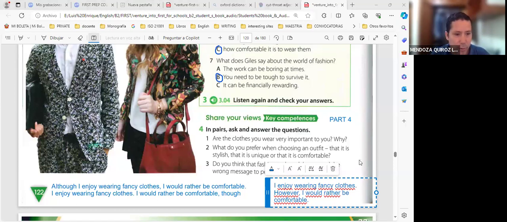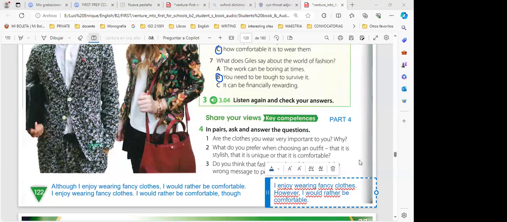Andrea, question number two. Well, what I do prefer is being comfortable, as Mario says. It's not such a big deal for me. In the morning, I take the first trousers and the t-shirt that I see and put them on. So it's not such a big deal.